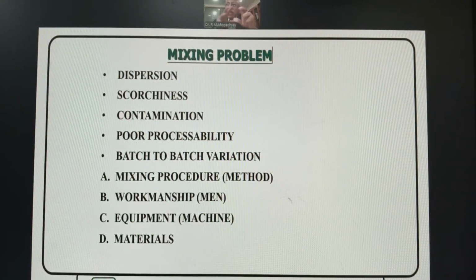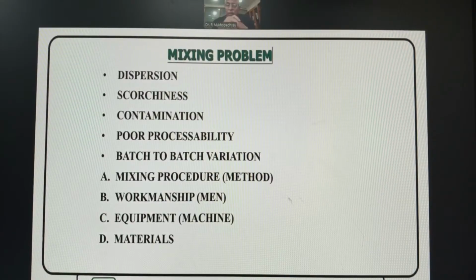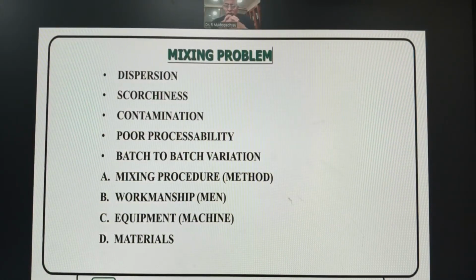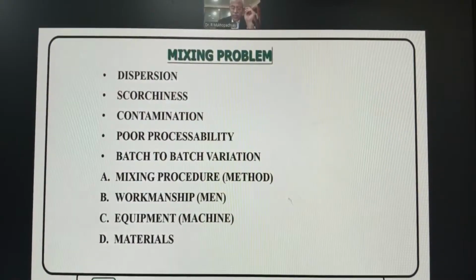In the mixing area, generally the compound's performance depends on how properly the ingredients are dispersed and distributed in the matrix itself. The second problem is scorchiness. You may get contamination, poor processability or batch-to-batch variation. Now, it depends on 4 factors: the mixing procedure and method, workmanship and skill, the equipment or machine, and the type of material.